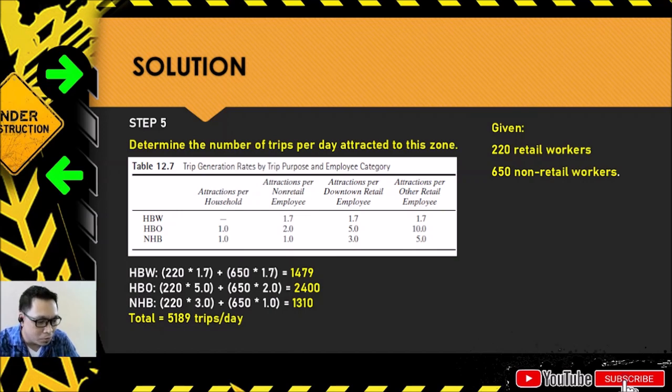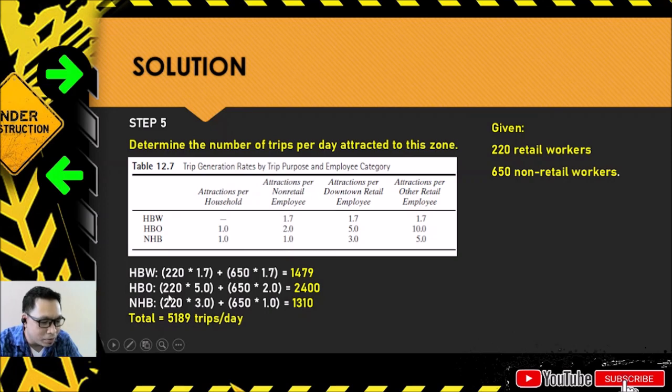A question: sir, how about other retail employee? If the problem mentions other retail, then we will use those values. But what is mentioned here is retail workers, so we use retail employee, which is 1.7. Next, plus 650 multiplied by the factor for the non-retail workers, which is also 1.7. Therefore, 220 times 1.7 plus 650 times 1.7 is equal to 1,479 for home-based work. Then we have home-based other.